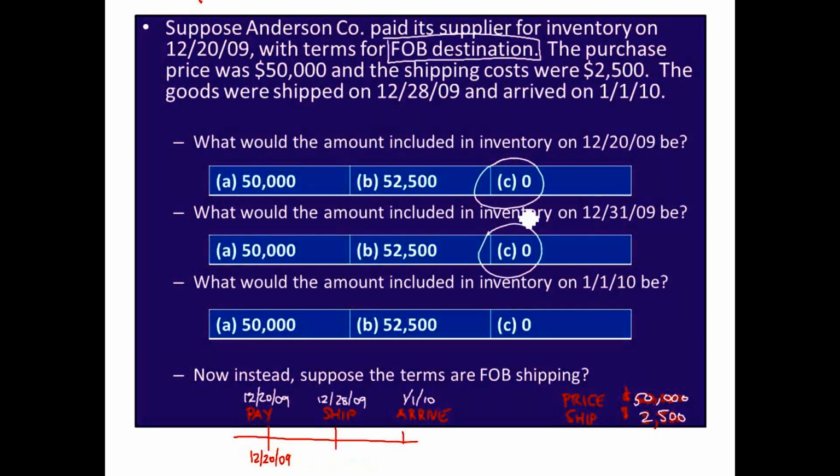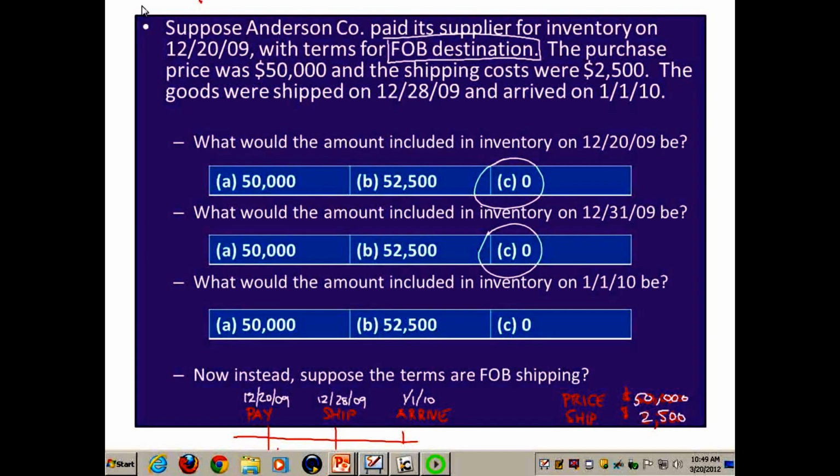All right. Now, how about on 1/1/10? What then? Is it A? Oh, whoops, hold on. I got to get rid of your other ones and then start a new one. Okay, A, 50,000, B, 52.5, or C, 0?